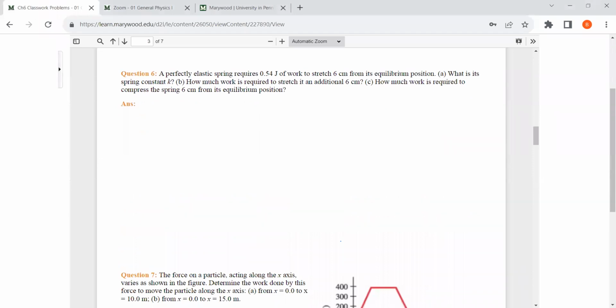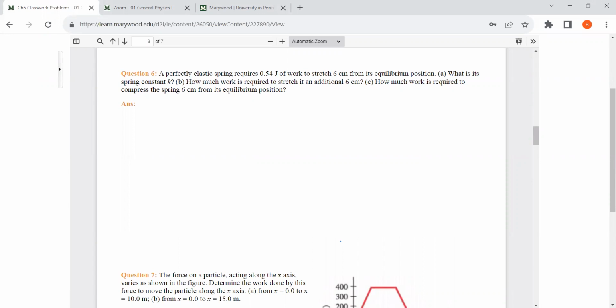All right, now let's move on. Number 6. All right, so we have a perfectly elastic spring that requires 0.54 joule of work to stretch 6 centimeter from its equilibrium position. Okay, what is the spring constant?